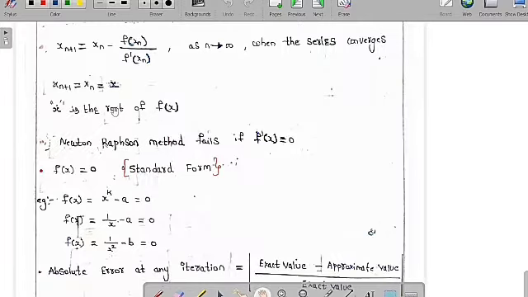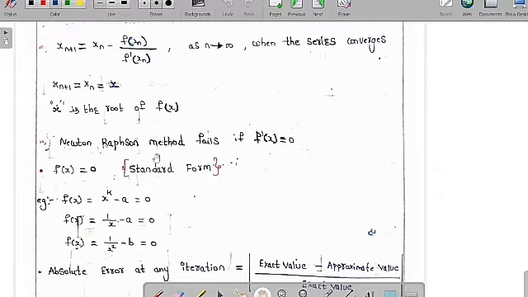So now whenever x of n plus 1 is equal to xn minus f of xn by f dash of xn, as n tends to infinity, meaning as we do the iterations more and more, finally we are going to get the exact solution. Or we can say the series is going to converge, which is x of n plus 1 is equal to x of n is equal to x. So we simply replace x of n plus 1 and x of n with x. If you do replace this in the iteration formula, we are going to get the exact root of the function f of x, and x is called the root of f of x.